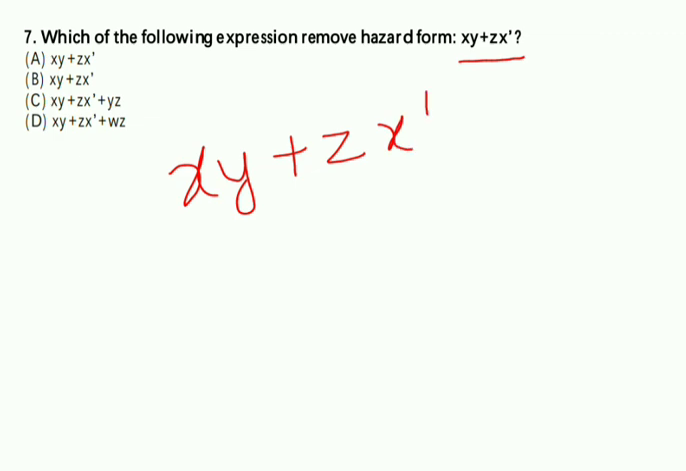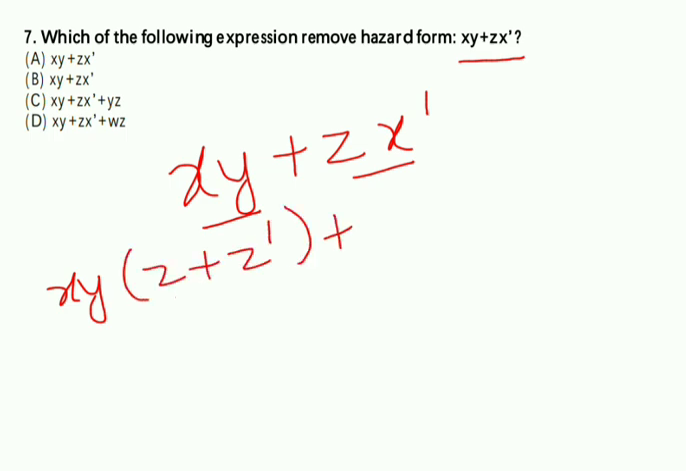Right, so what is the missing value here? In the first term z is missing, and in the second one y is missing, right? So we can remove the hazard easily by writing the missing terms here: xy(z + z') and x'z(y + y').